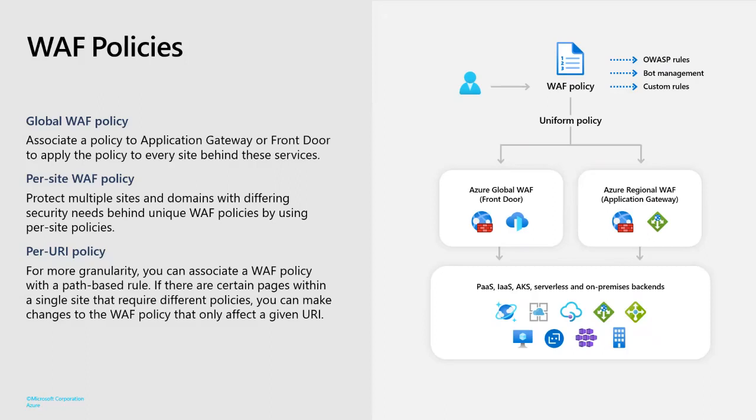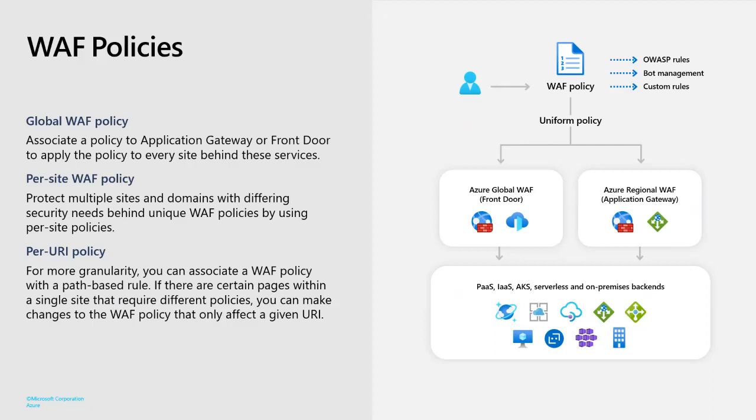For even more customization down to the URI level, you can associate a WAF policy with a path-based rule. If there are certain pages within a single site that require different policies, you can make changes to the WAF policy that only affect a given URI. This might apply to a payment or sign-in page, or any other URI that needs an even more specific WAF policy than the other sites behind your WAF. As with per site WAF policies, more specific policies override less specific ones. So this means that per URI policy on a URL path map overrides any per site or global WAF policy above it. Now I'll just kind of go over a quick example here.